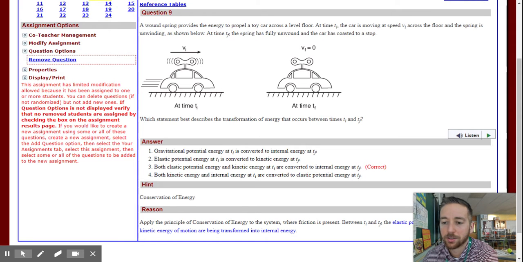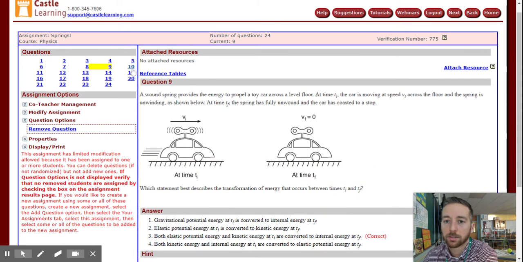The elastic potential energy, that's the spring energy, becomes kinetic. So you wind it up, that's the elastic. Then it moves, that's the kinetic. And then it's converted into internal energy. That's because it stopped. And internal energy, we missed this on the last quiz. Remember, it's just your friction. So it stops because of friction.